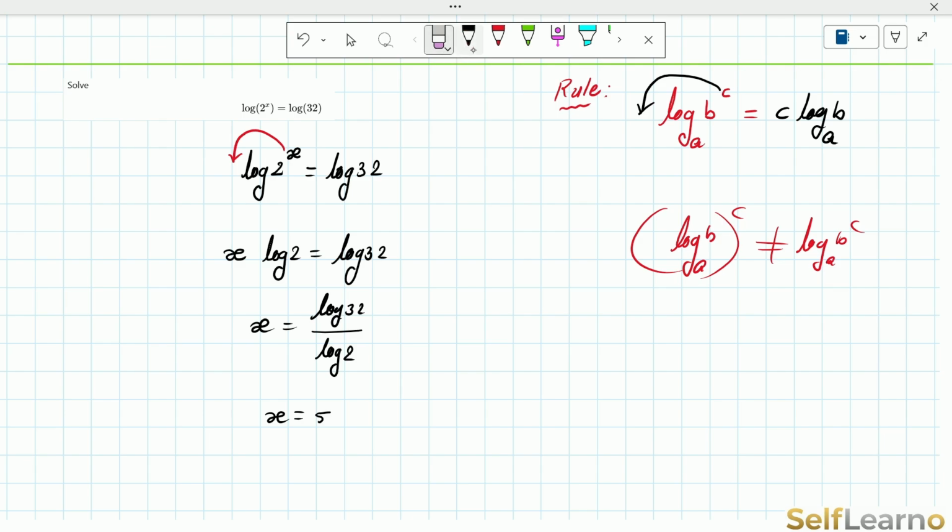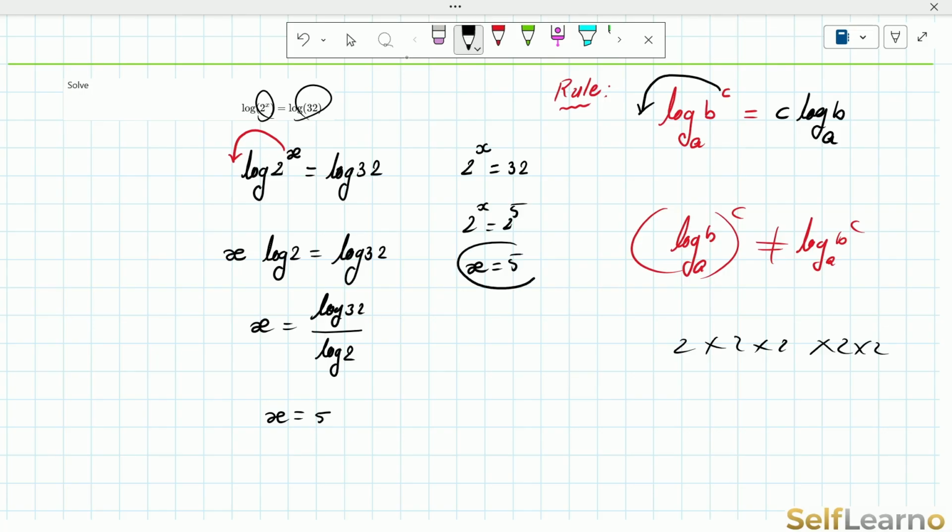What can be done? You can just compare these arguments over here. So if you compare the arguments, 2 to the power x is 32, right? And what is 32? 2 times 2 times 2 times 2 times 2. So 32 is nothing but 2 raised to 5. So by comparison, you can get x is equal to 5. Perfect.